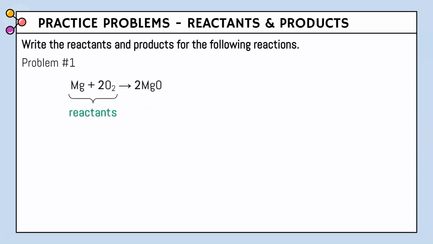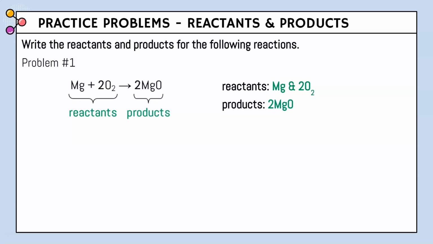All right, anything to the left is our reactants. So we have Mg and 2O2. And again, anything to the right is our products, in this case, we have 2MgO. Let's go ahead and do one more example.